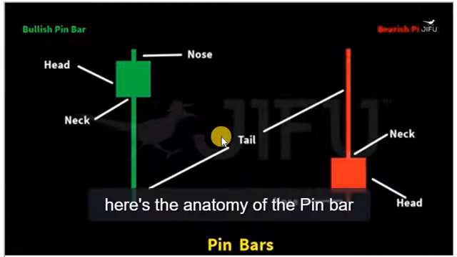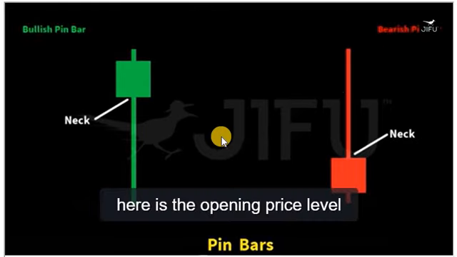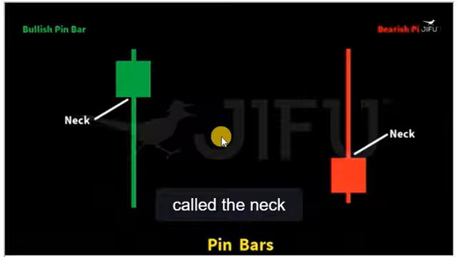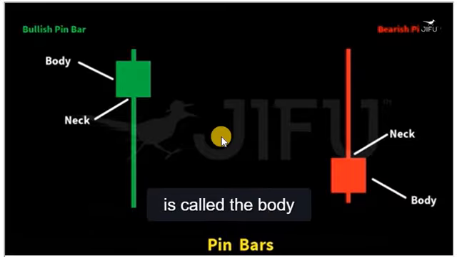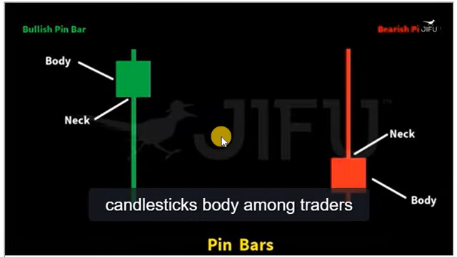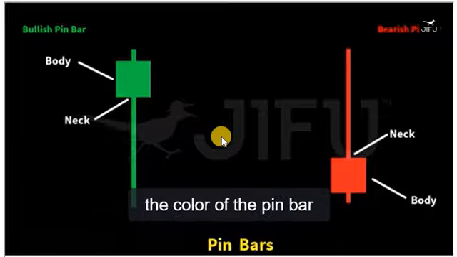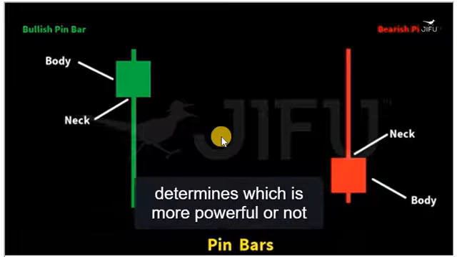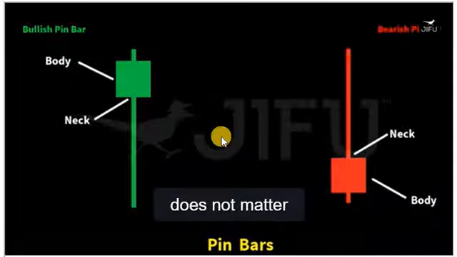Here's the anatomy of the pin bar. Here's the opening price level called the neck. The opening and closing of the bars is called the body. There are misconceptions about the color of this candlestick's body among traders. Some believe the color of the pin bar determines which is more powerful or not. Technically, the color of the body does not matter.